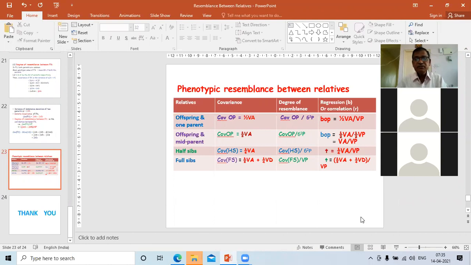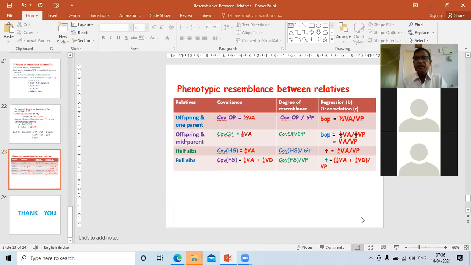The resemblance between relatives is estimated with the covariance. In case of the covariance of offspring and one parent, covariance of offspring and mid parent, covariance of half sibs, covariance of full sibs. So that is called resemblance between relatives. When we are talking about the degree of resemblance, that means the covariance will be divided by the total phenotypic variance. That is the proportion of the total phenotypic variance when expressed as the covariance. That is called degree of resemblance.